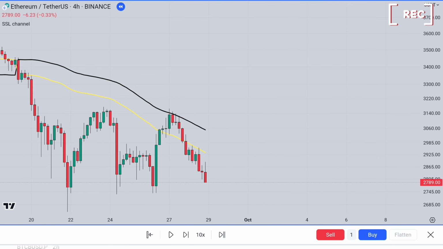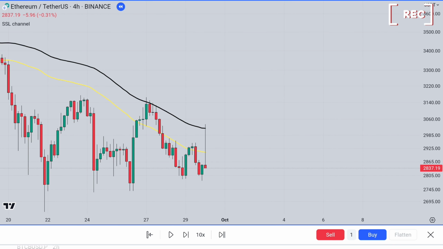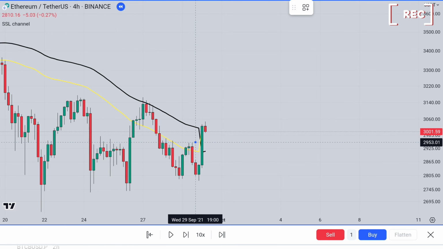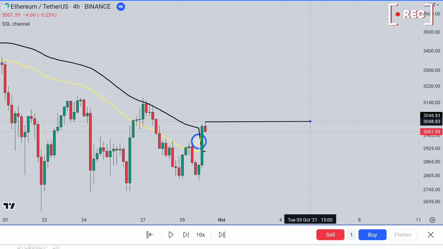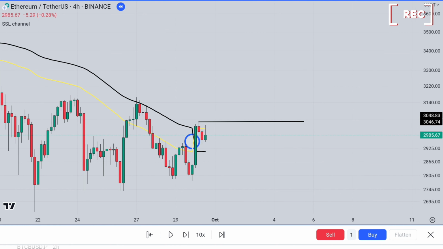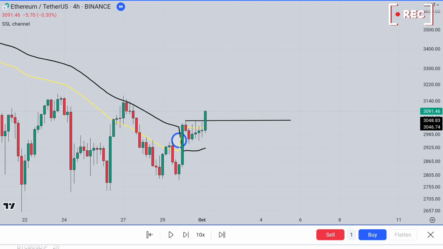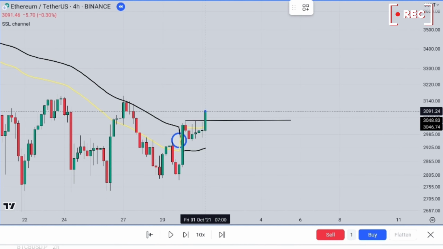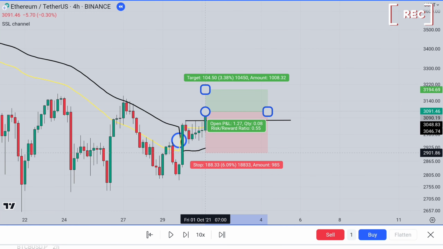Let's take a look at another example of a long position right away. The yellow line of the SSL Channel indicator has crossed above the black line, and a small red candlestick has caused a pullback. We can draw a resistance line here. The resistance line was broken to the upside, and the candlestick closed above it. Our first target is the 1-to-1 reward level.